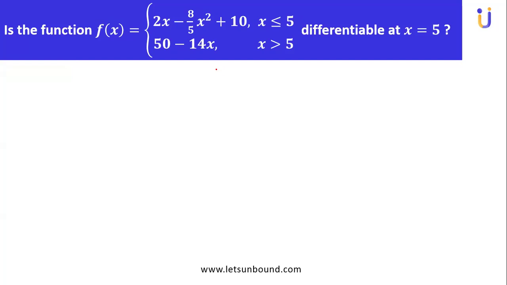Now, differentiability of a piecewise function analytically. So this is a function. Is it differentiable at x equal to 5? Of course, we can see there is a change. Will that change be continuous? Is it differentiable at that point? Without a graph, how can we do it?